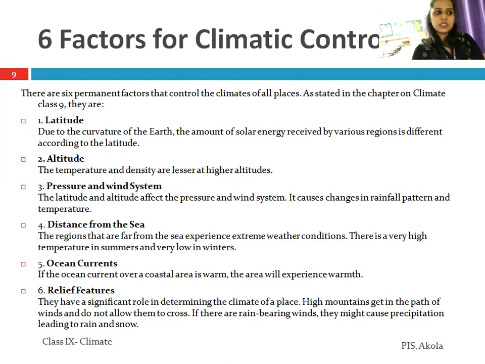So just to revise, the 6 factors for climatic controls are latitudes, altitudes, pressure and wind system, distance from sea, ocean currents, and the relief features.